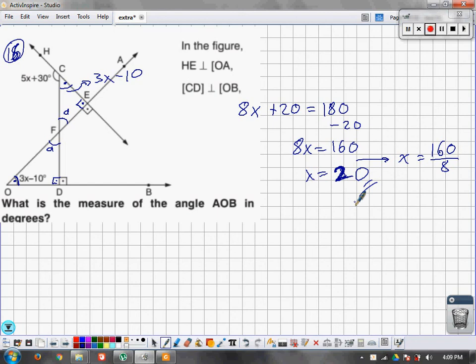Now, is there any other question which you want to ask? Yeah, can you solve this one? It's easy, but I can't understand the way.